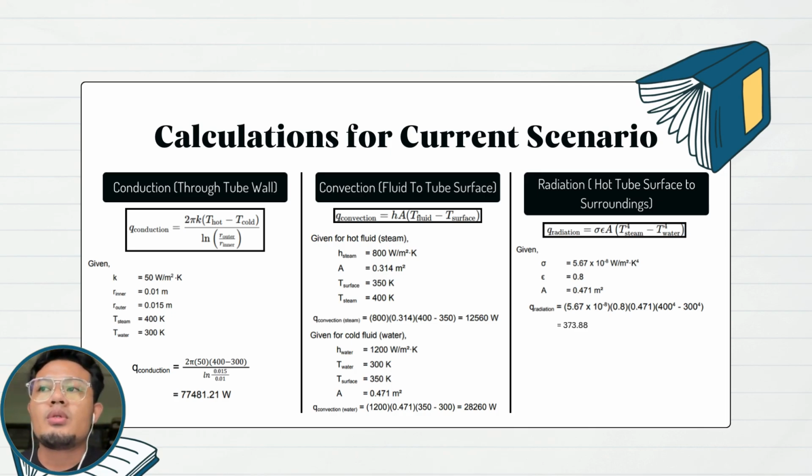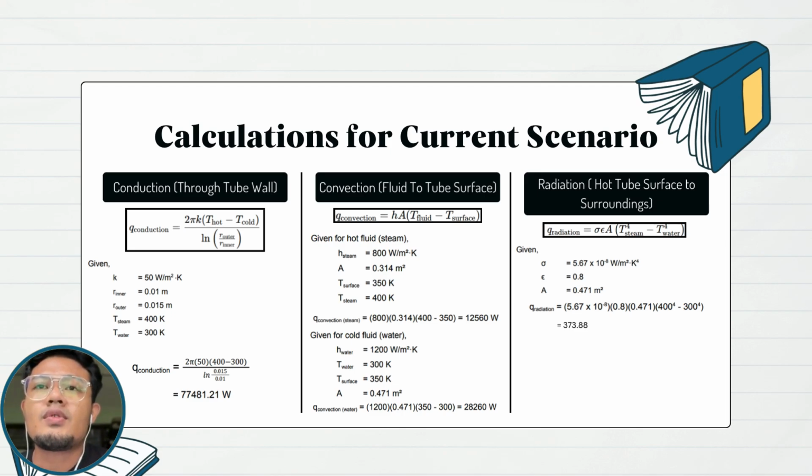Now I'm going to explain the calculation for the current scenario. It is divided into 4 parts: the first one is conduction, then convection, radiation, and also the total heat transfer rate. If you look at the left side of the slide, we can see the Q conduction formula.